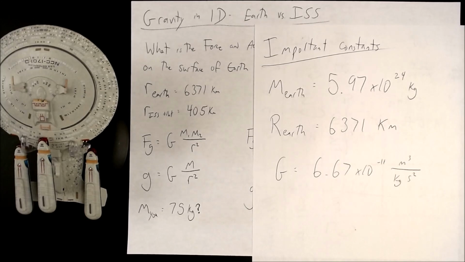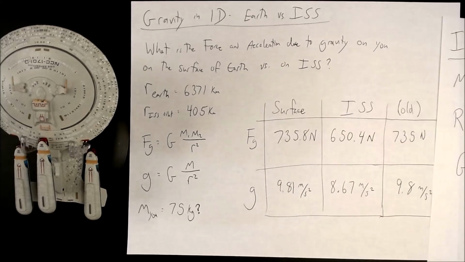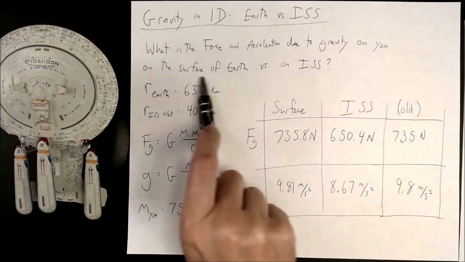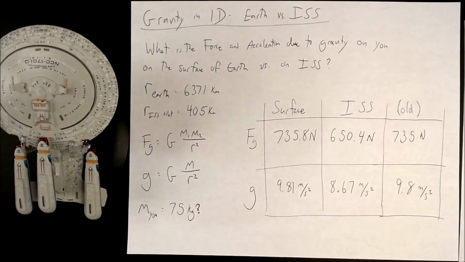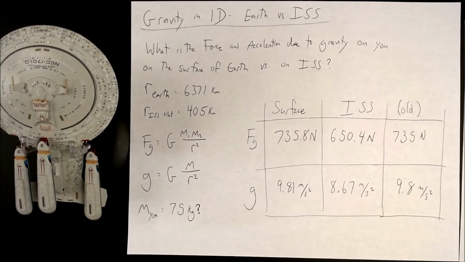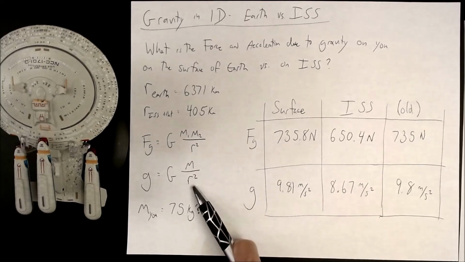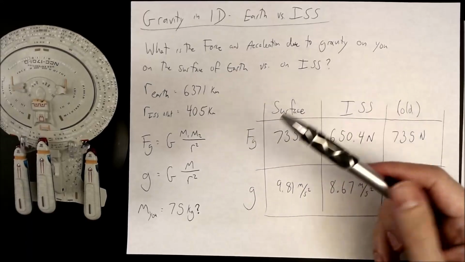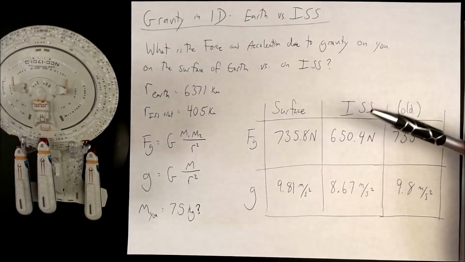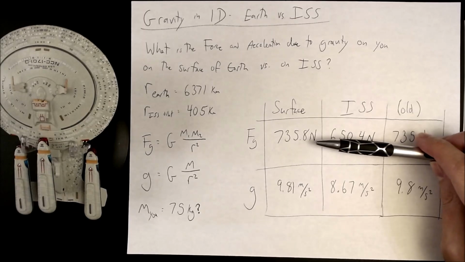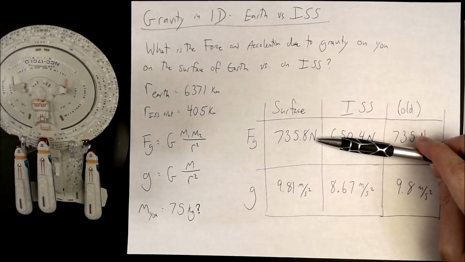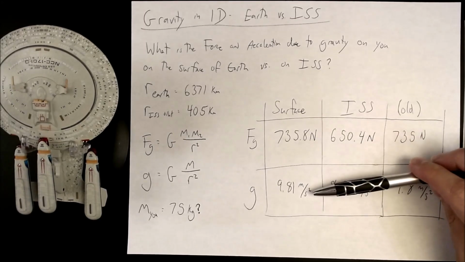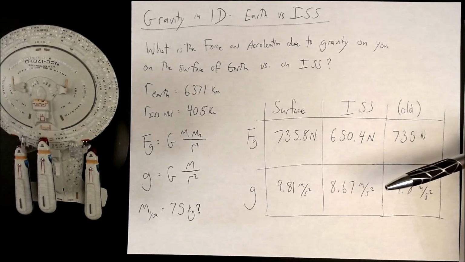The other thing that a lot of people will get wrong is they'll say, well, I'm on the surface of the Earth. That means my height is 0. Okay, well, I'd better plug in 0 right there. What's going to go wrong there? Yeah, you don't want to divide by 0. That creates other problems. If you plug it in right, and you should try this at home with your calculator, you should find that the force of gravity on you is 735.8 newtons, acceleration 9.81 meters per second squared.